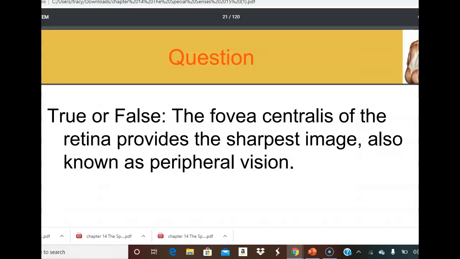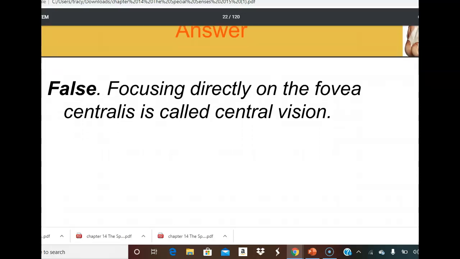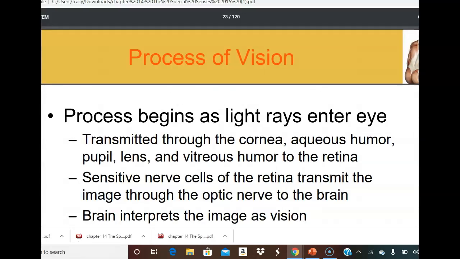True or false? The fovea centralis of the retina provides the sharpest image, also known as peripheral vision. Okay, so yeah, this question's a little bit funky because of the way they word it. The fovea centralis does help directly focus for central vision, but it's called central vision, not peripheral. Peripheral is everything away from the center. An intact fovea centralis is important to have accurate and healthy central vision.